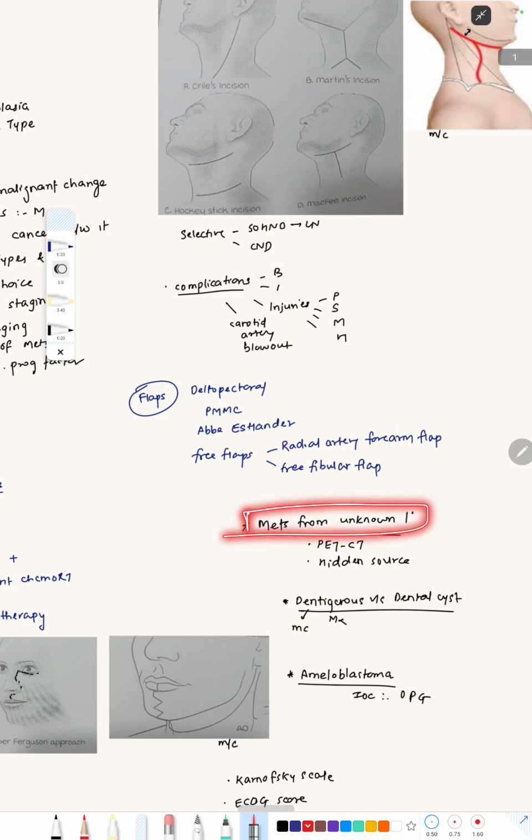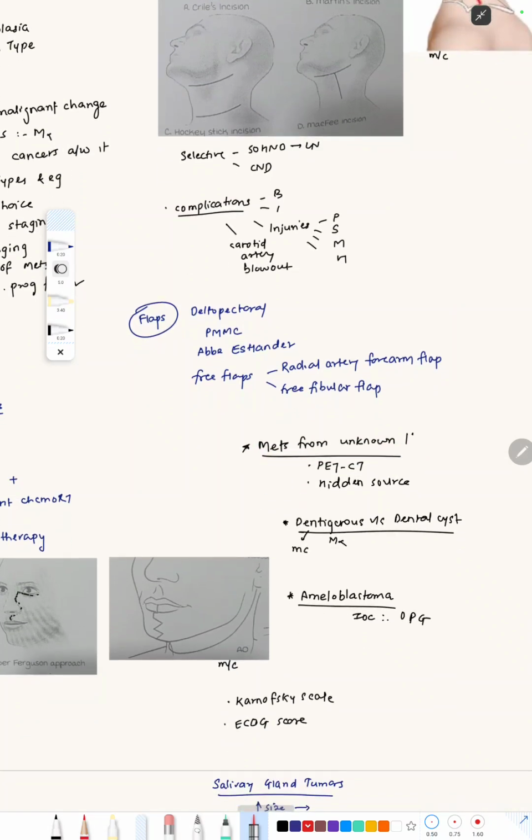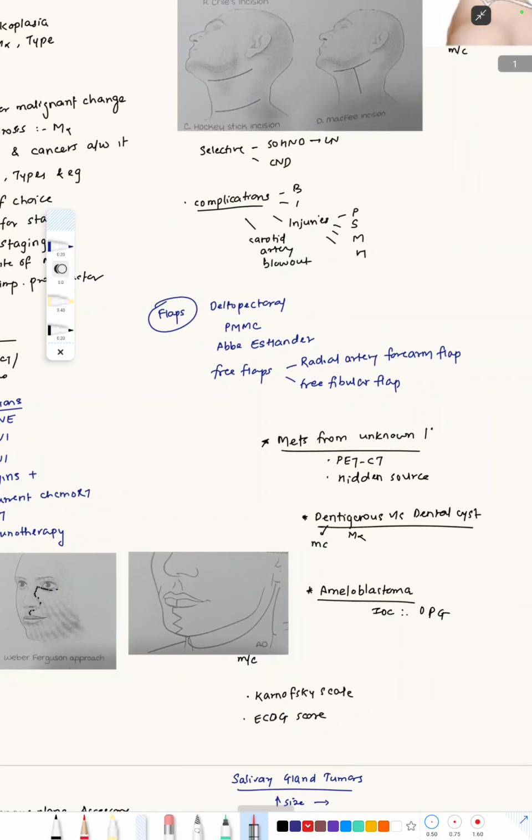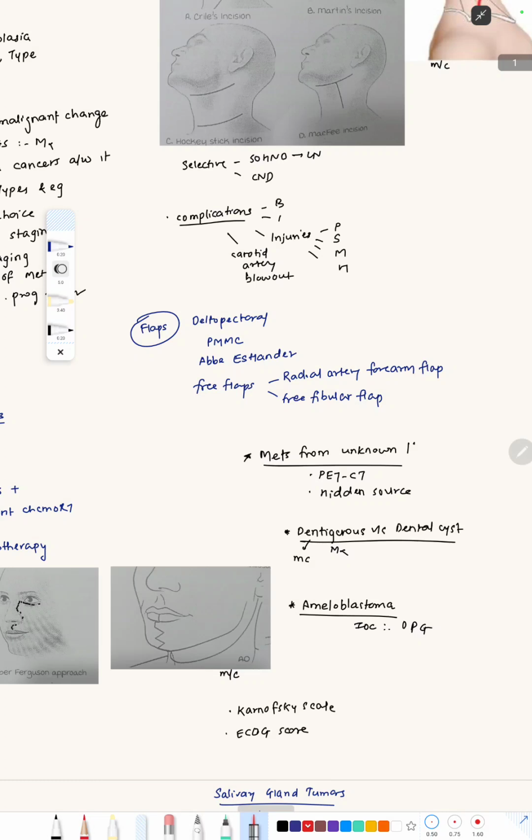Now metastasis from unknown primary sites. What is meant by metastasis from unknown primary sites? Sometimes metastasis can be seen, but we cannot find the primary site. Nowadays it is possible because of PET CT, but earlier it was not possible. Now we should know about the hidden sources. If it's not possible, you should check for the hidden sources. The hidden sources for this are the base of tongue, tonsillar fossa, pyriform fossa, fossa of Rosenmuller and the retromolar trigone, that is the space behind the third molar.